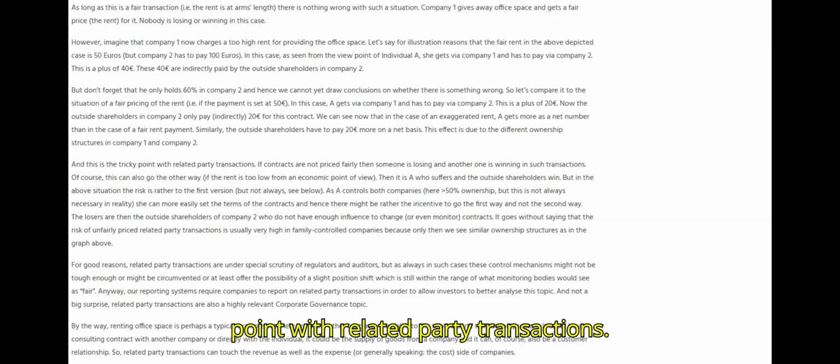And this is the tricky point with related party transactions. If contracts are not priced fairly, then someone is losing and another one is winning in such transactions. Of course, this can also go the other way, if the rent is too low from an economic point of view. Then it is A who suffers and the outside shareholders win. But in the above situation the risk is rather to the first version, but not always, see below. As A controls both companies, here with greater than 50% ownership, but this is not always necessary in reality, she can more easily set the terms of the contracts and hence there might be rather the incentive to go the first way and not the second way.